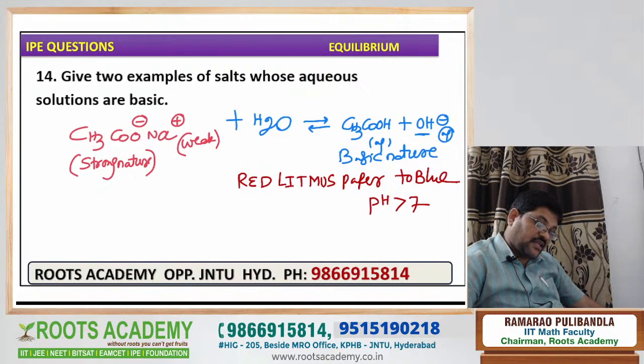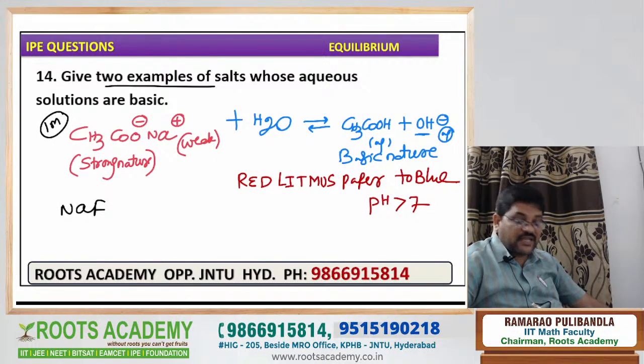And take the second example. Asking about the 2 examples now, because it is a 2 marks question. This is for 1 mark. Again, you take one more example. Take the example of the salt sodium chloride. In the sodium chloride salt, Na plus, F minus.